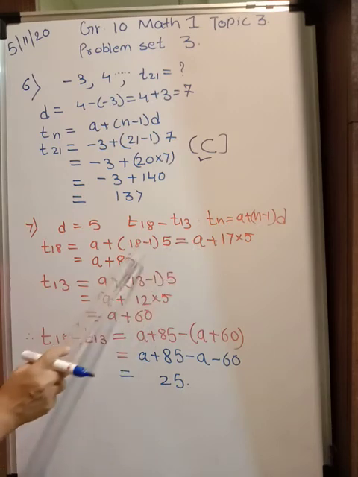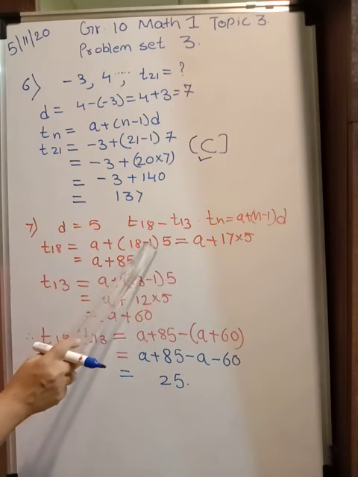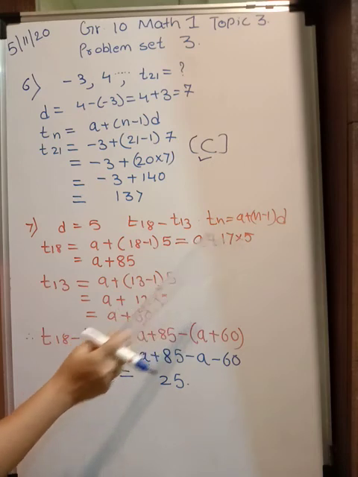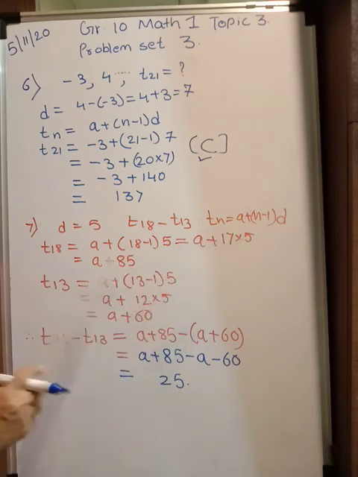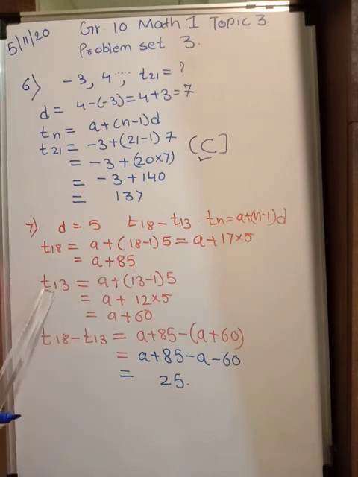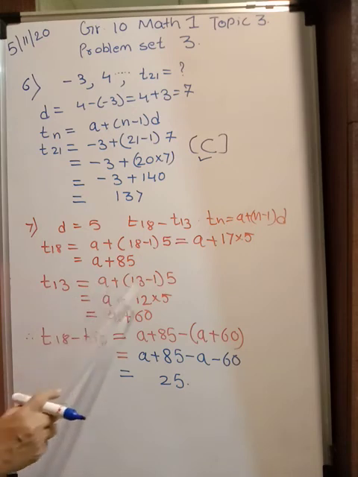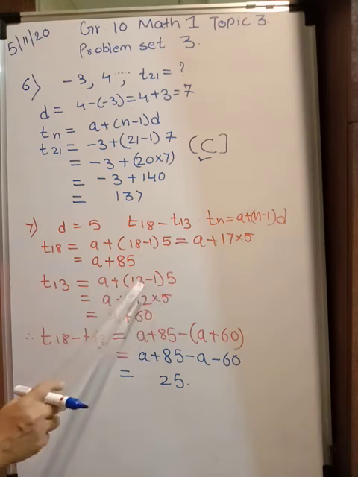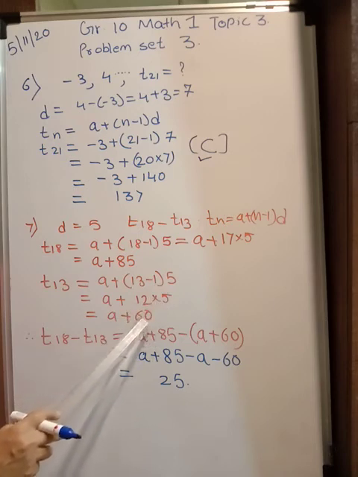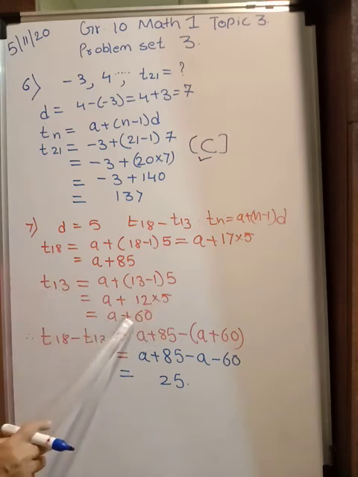So that will be equal to 18 minus 1 is 17. 17 into 5. A plus 17 into 5. 17 into 5 is 85. So T18, what we got? A plus 85. Similarly calculate T13. You get A plus 13 minus 1 into 5. 13 minus 1 is 12. 12 into 5 will be 60. So T13 we got A plus 60.